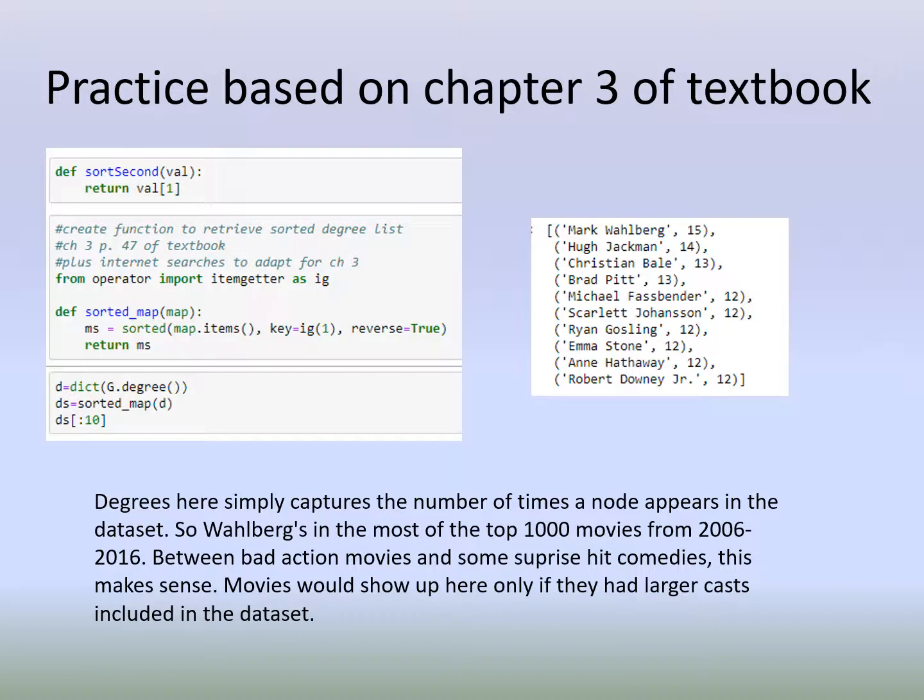And here we continue to practice some techniques shown in chapter 3 of the textbook. Degrees here simply capture the number of times a node appears in the dataset. So Wahlberg is in the most of the top 1,000 movies from 2006 to 2016. Between bad action movies and some surprising hit comedies, this makes sense. A movie would show up here only if it had a large cast included in the dataset.